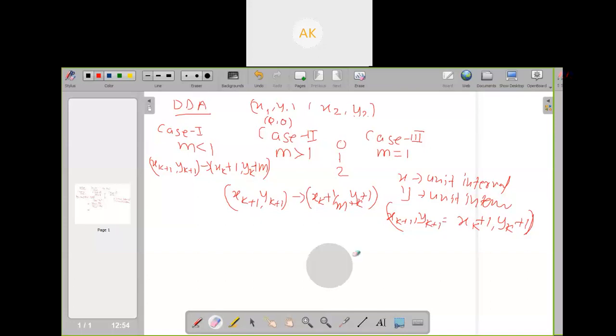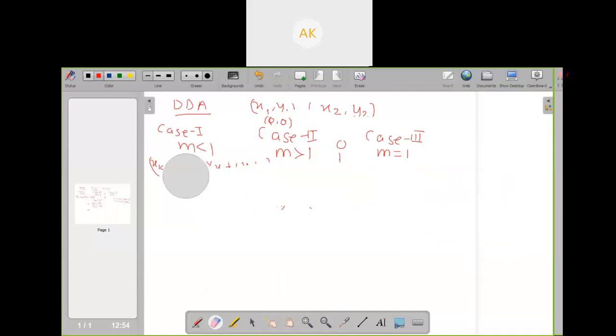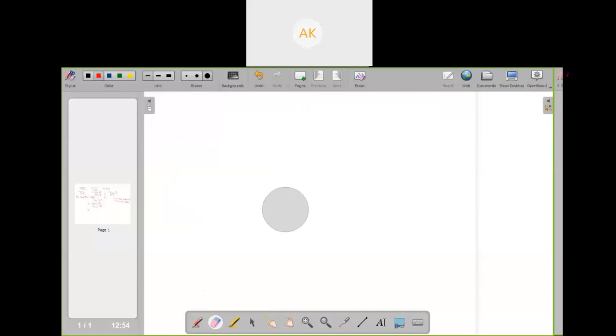See with an example how this equation is working. Just remember all 3 cases. Take an example. Suppose your initial point is 0, 0 and your end point is 4, 5. Means you want to draw a line between these 2 points, start point and end point. Ultimately the goal of your line drawing algorithm is to find the intermediate points between these 2 points.